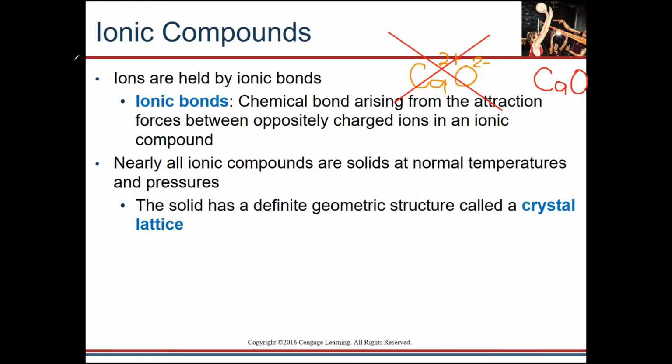As I said earlier, almost all ionic compounds are going to be solid at room temperature and at normal pressure because of that strong interaction, that strong bonding. These solids form what we call a lattice, so they're going to have some type of organization: a positive, a negative, a positive, a negative, alternating. I'll show you a picture of what it looks like a little bit later.